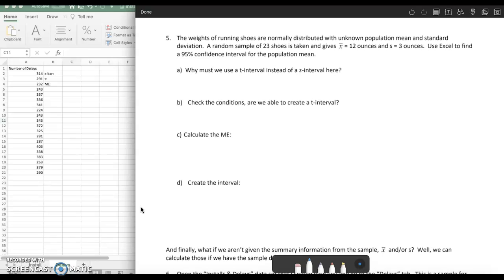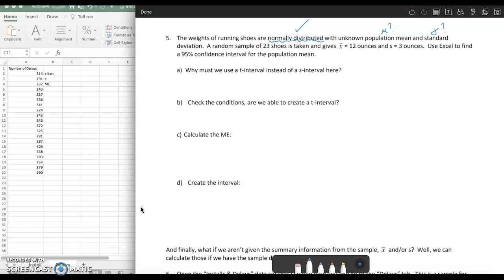Let's look at an example. The weights of running shoes are normally distributed. Oh, that's nice. We have the information that the whole population is normally distributed. So we're automatically good to go for either a z or a t interval. But we don't know the population mean, so we don't know mu, or the standard deviation of the whole population. They take a random sample of 23 shoes and they get a sample mean of 12 ounces and a sample standard deviation of 3 ounces. Use Excel to find the 95% confidence interval for the population mean.